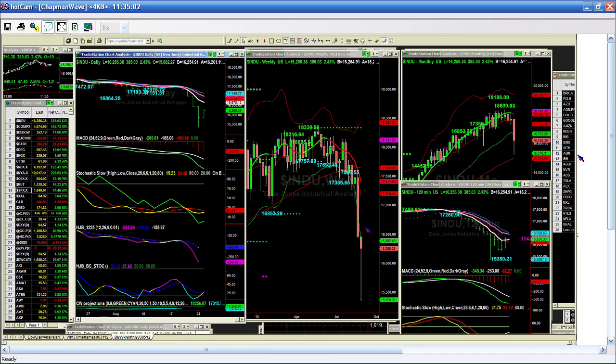Now what we're looking at is we've got the 17,300, 17,500, 17,600. Look at all the resistance levels there. So I don't see any chance at all of us going back to a high until we've fulfilled more downside activity. All right, that's number one.